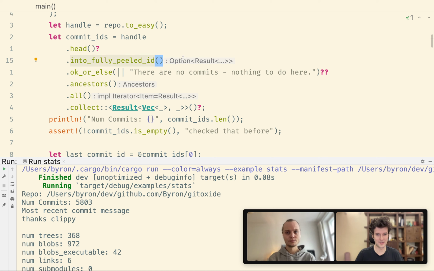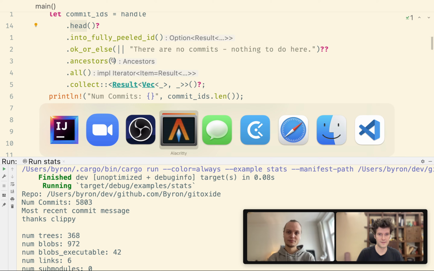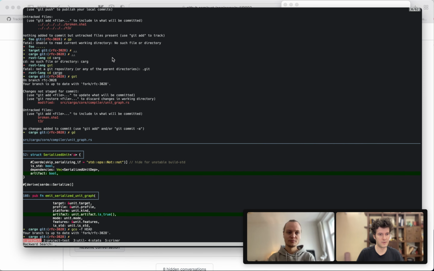Just as a recap, these special states are why we have an optional result here, which is a bit strange to see, because you would expect a result option, for instance, but not here, because that option really just means that there are no commits yet. This is a freshly initialized repository. And that's represented in the type system, and this is why head is a bit special, but that's the only reason.